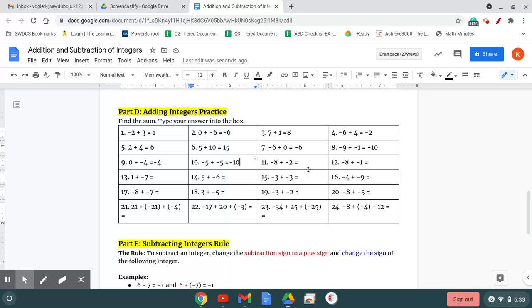All right, number 11. Try that one on your own. All right, we have the same sign, -8 plus -2, two negatives, same sign, keep your sign and add. So keep the negative sign, 8 plus 2 is 10, -10. Number 12, same type of problem, two negatives, keep your sign and add, -9.